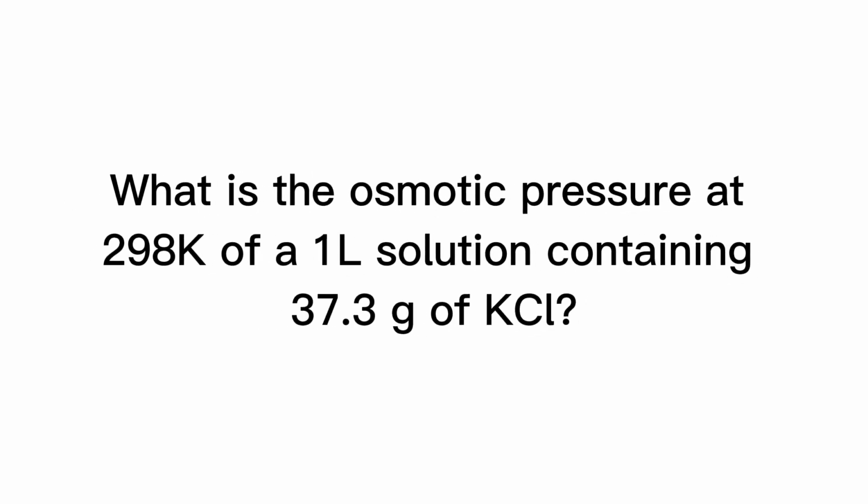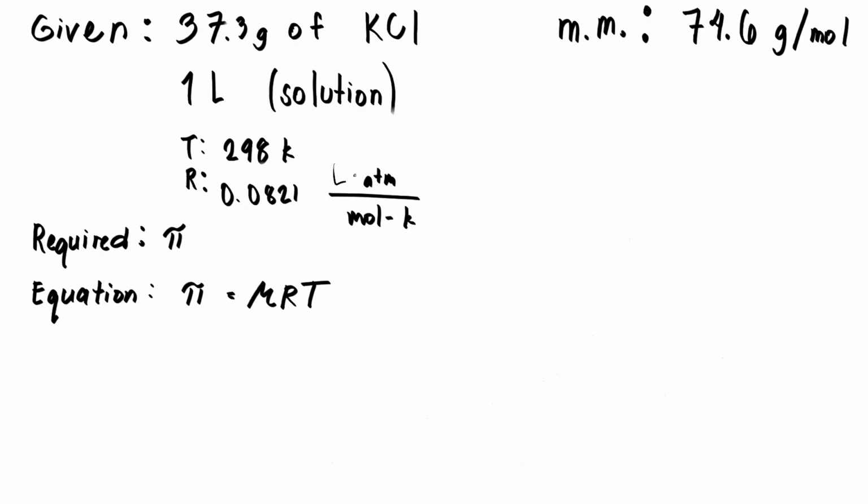Let's start with the first problem. What is the osmotic pressure at 298 Kelvin of a 1 liter solution containing 37.3 grams of potassium chloride? Let's list down the given values. First, 37.3 grams of potassium chloride, then 1 liter of solution, then the temperature is 298 Kelvin, and of course, the R is 0.0821.